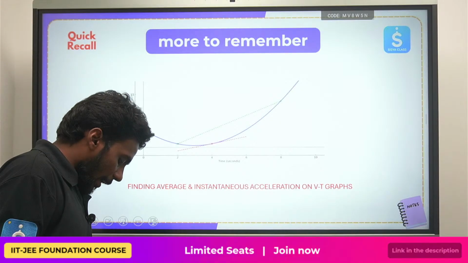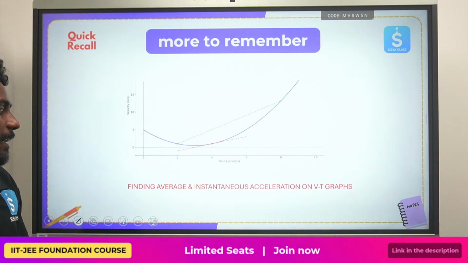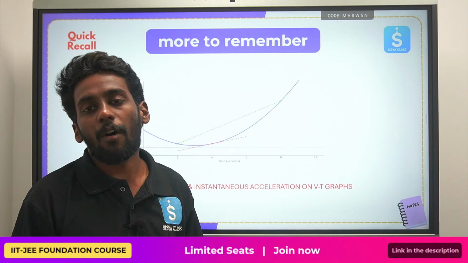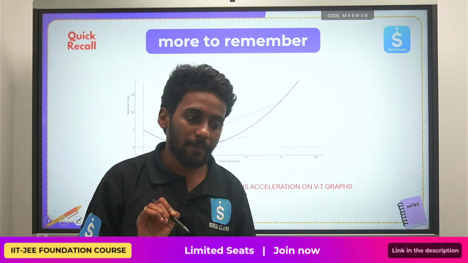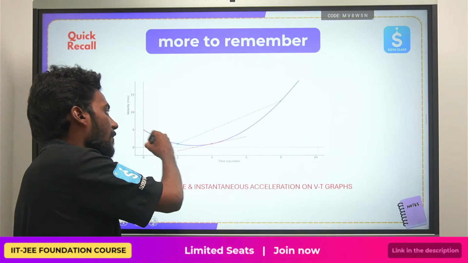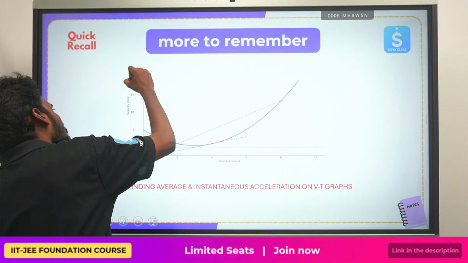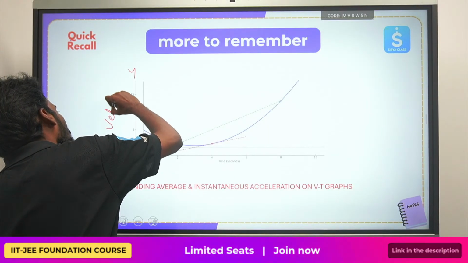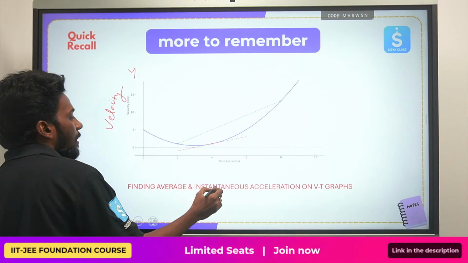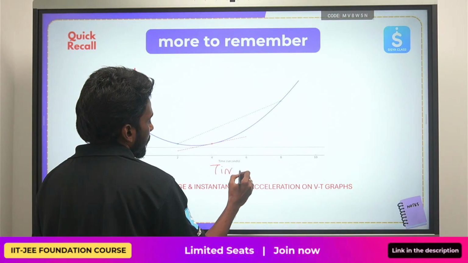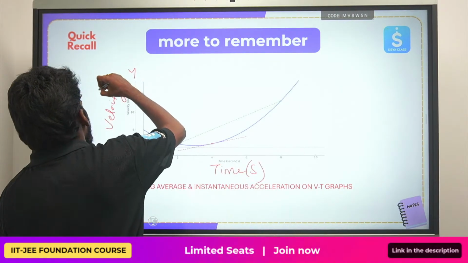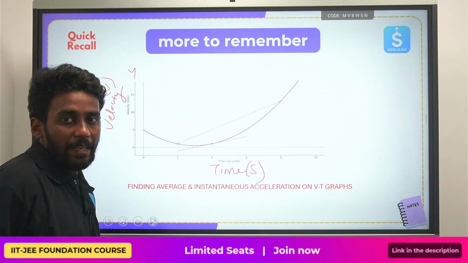Now, how to find the instantaneous and average accelerations on a velocity time graph. Whenever a graph is given to you, this is a VT graph. On the y-axis, I have taken velocity here. On the x-axis, I have taken time here. So this is a VT graph.